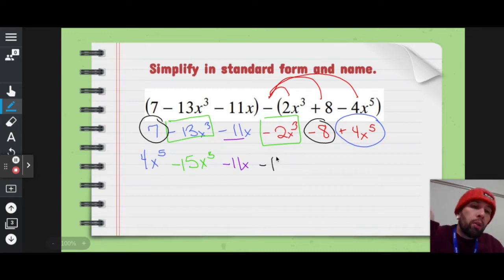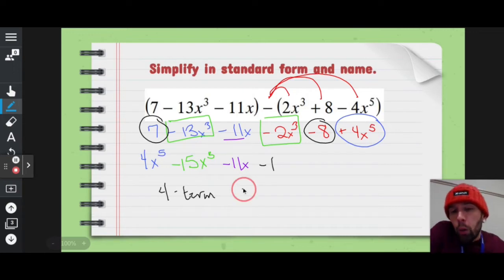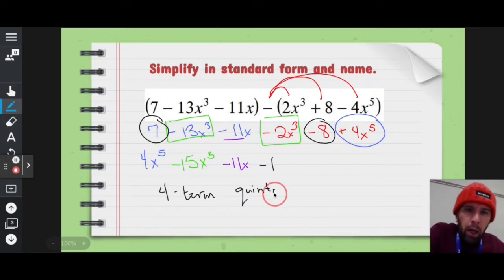1, 2, 3, 4 terms. So in Algebra 1, we don't have a name for a 4 term, so we say 4 term. And the fifth degree is a quintic. In Algebra 1, you would usually say 5-degree 4 term polynomial, but I'm going to put quintic here because I kept saying the word quintic in the last problem.